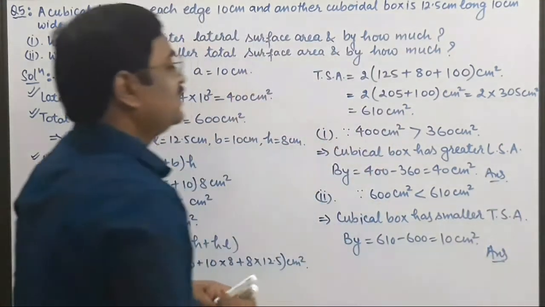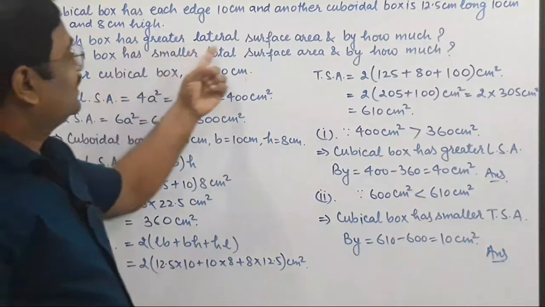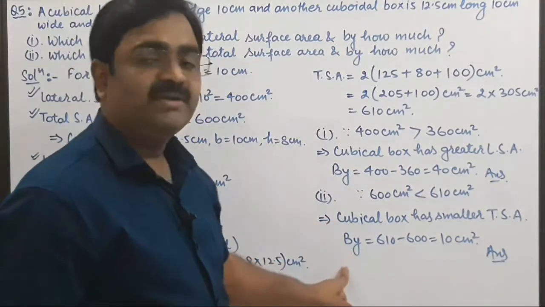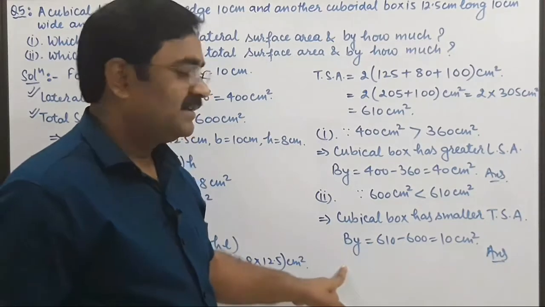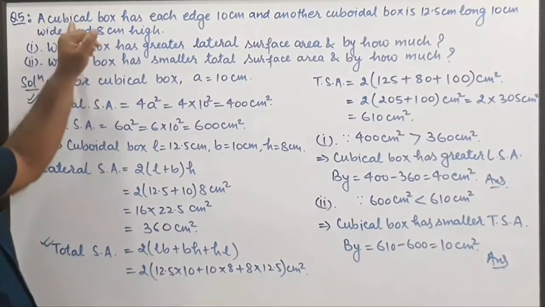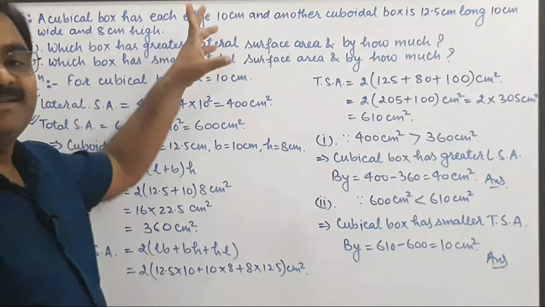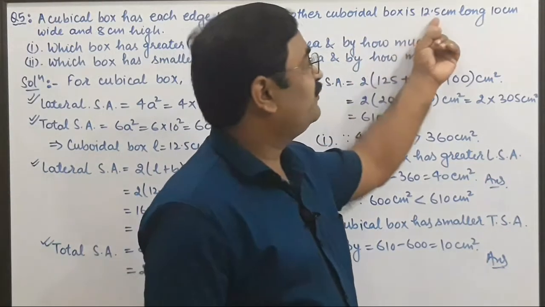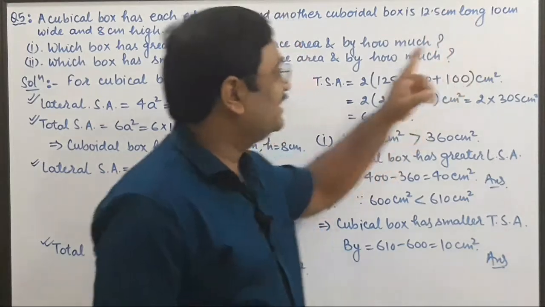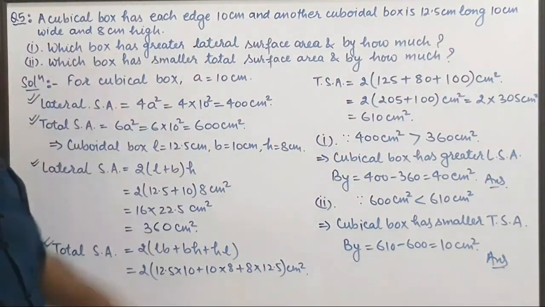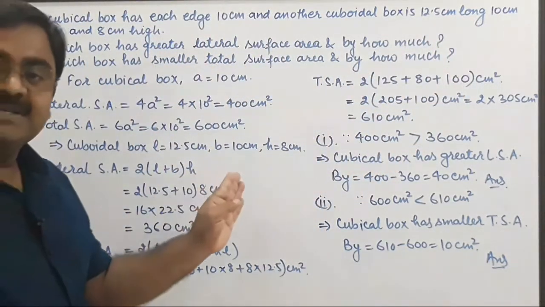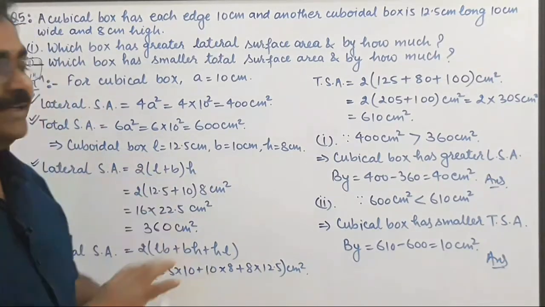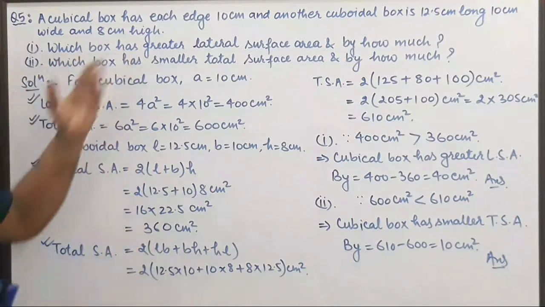First answer is: cubical box has greater lateral surface area and cubical box has smaller total surface area, right? As it was given, the cubical box has side 10 centimeter and the cuboidal box is 12.5 centimeter long, 10 centimeter wide and 8 centimeter high. There are two boxes, one is in the shape of a cube, the second is in the shape of a cuboid. So there were two questions it is asking.